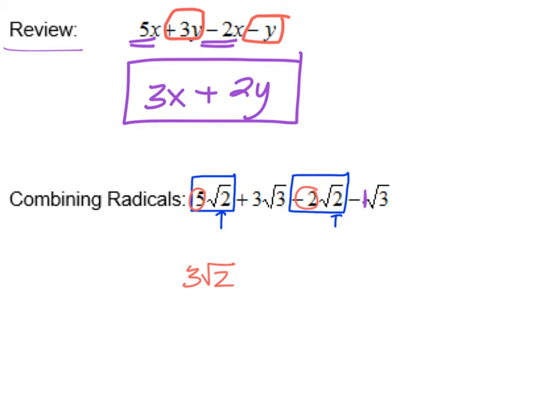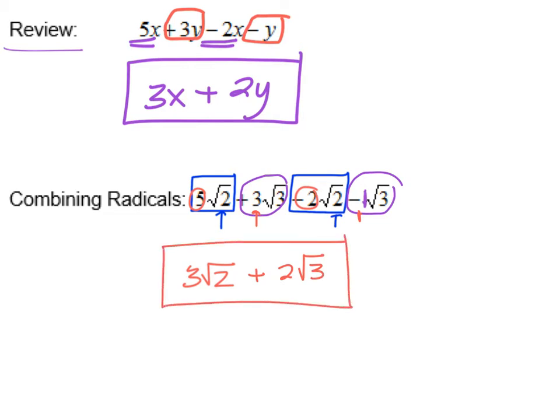Now we have 3 square roots of 3, that's positive, minus 1 square root of 3. So how many square roots of 3 do we have? Well, we take our 3 minus our 1, and we get a positive 2 square root of 3. So not too bad, just make sure you understand what the like terms are when you put them together. And then the radical itself does not change, it's just that we're adding or subtracting the numbers out front.